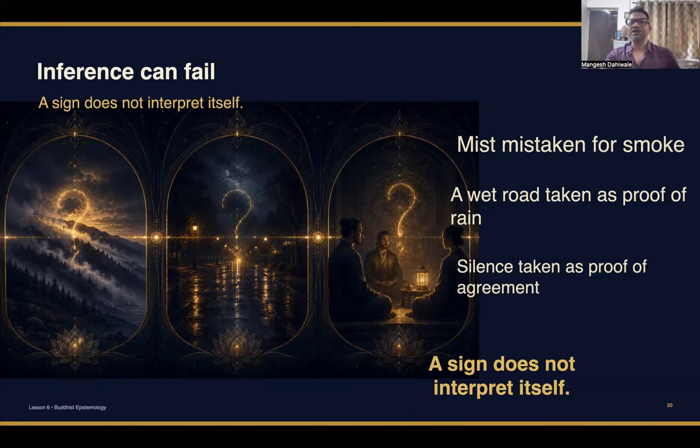So mist can be mistaken for smoke. There might be mist. We might mistake it for smoke. A wet road taken as proof of rain. Silence taken as proof of agreement. A sign does not interpret itself. Okay, so it's our mind that interprets the sign.